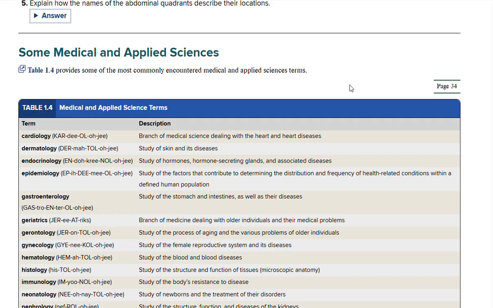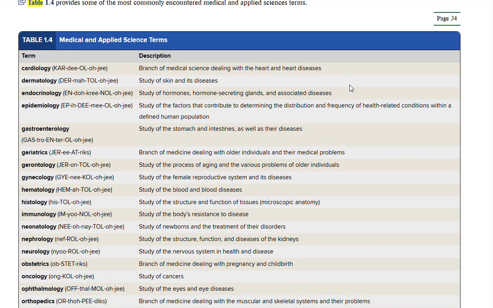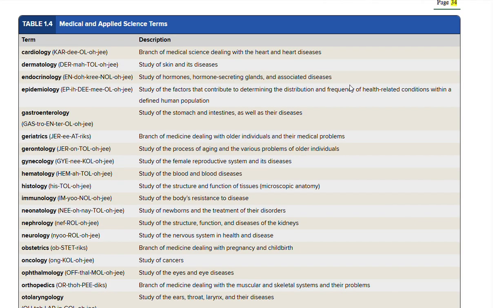Answer. Start revealed content. The umbilicus is the reference point for the abdominal quadrants. Above the umbilicus is termed upper, and below is termed lower. The sides are named anatomically as left or right. Revealed content has ended. Some medical and applied sciences. Table 1.4 provides some of the most commonly encountered medical and applied sciences terms. Page 34.